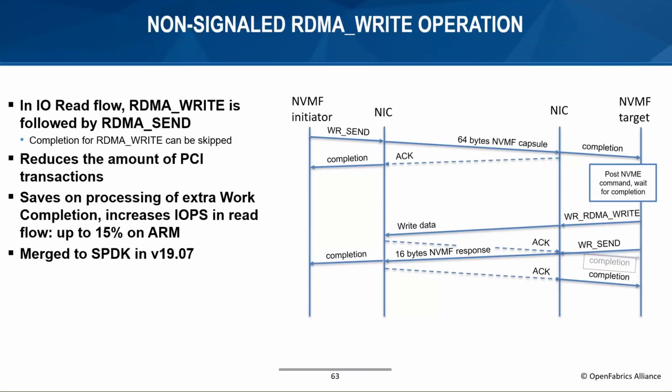These two work requests produce two work completions on the target, and since RDMA write and send operations were sent in a strict order, completions for them will be generated in the same order. That means that we can skip processing of RDMA write completion by marking this work request as non-signaled and finalize the operation in target during the processing of the send work request completion. This optimization reduces the number of PCI transactions, and the advantage is especially noticeable on ARM machines, where the number of IOPS can be increased up to 15%.